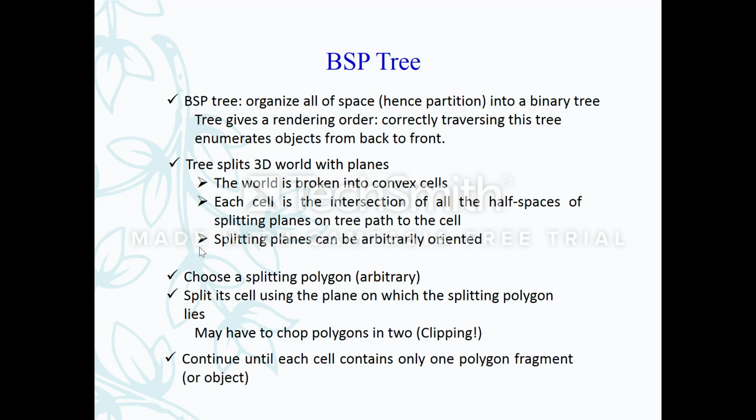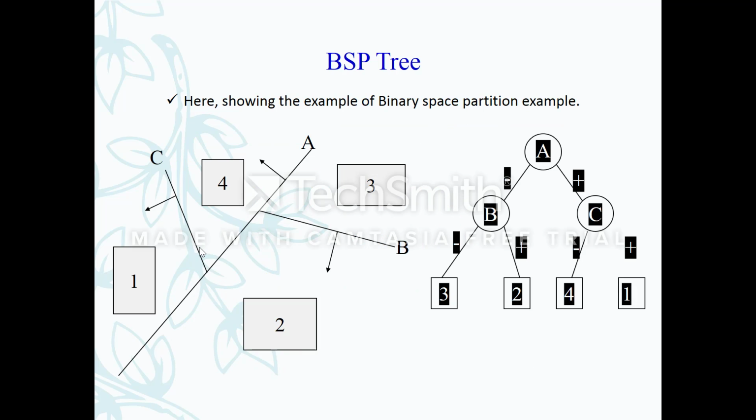Choose a splitting polygon. Split its cells using the plane on which the splitting polygon lies. We may have to chop polygons into pieces. Continue until each cell contains only one polygon fragment or one single object. Here is an example for BSP trees.